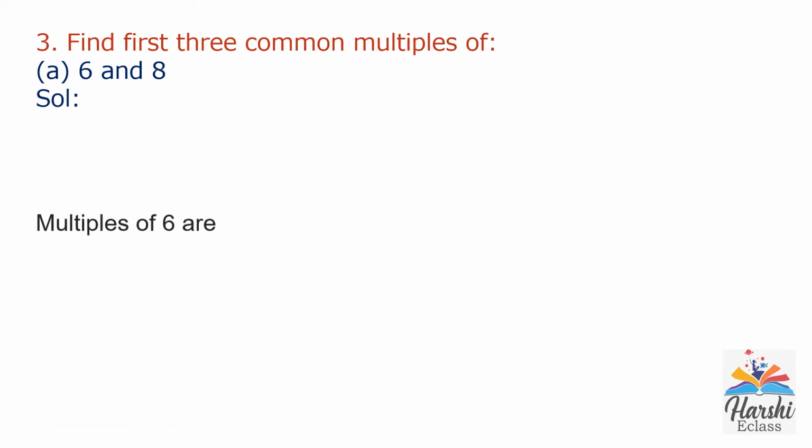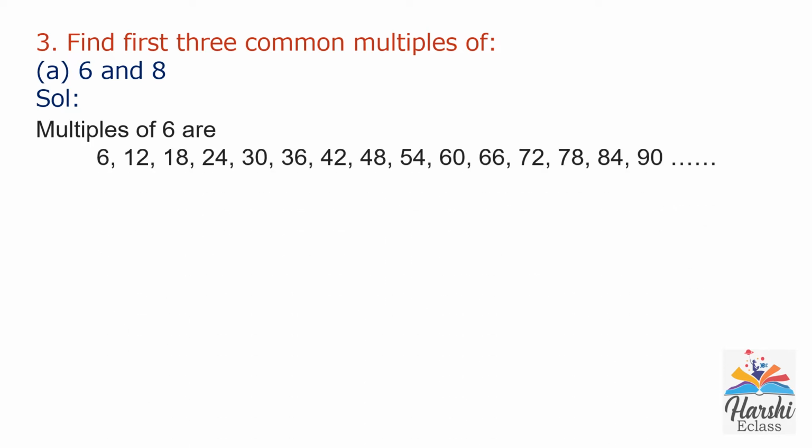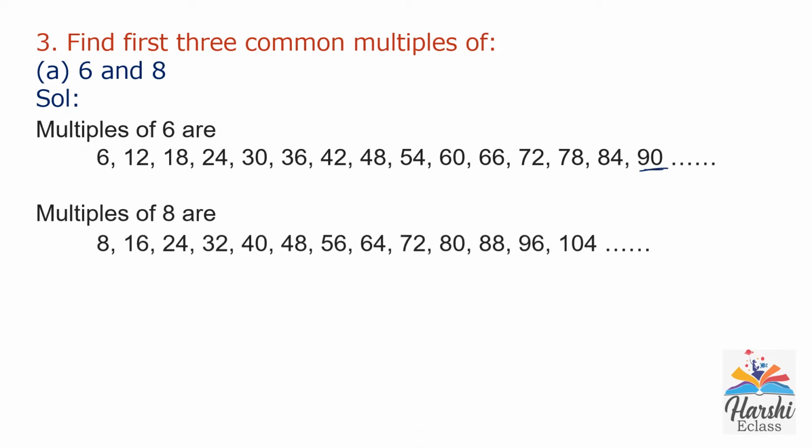So first write the multiples of the number 6. Multiples of 6 are 6 ones are 6, 6 twos are 12. Like that you need to write the table. Here the table is written up to 6 15s are 90. Next, multiples of 8 are written up to 8 13s. Now find the common multiples. Find the first three common multiples.